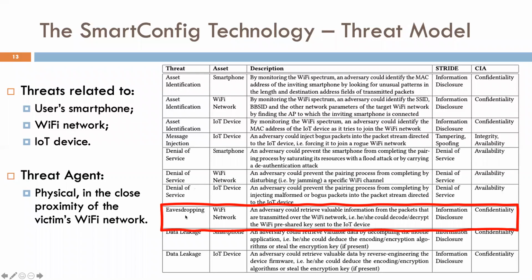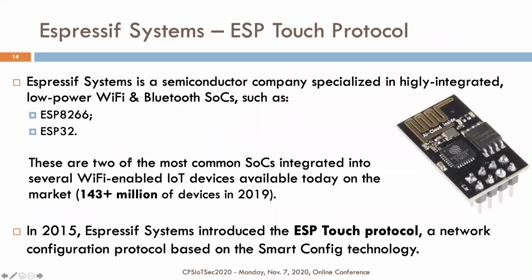But if you look closer, there is a threat that could expose the Wi-Fi credentials if the communication link is not adequately protected. Note that this threat does not affect the IoT device, but if exploited, it would lead an attacker to compromise the full user network. This is the threat we will focus on in the next slides.